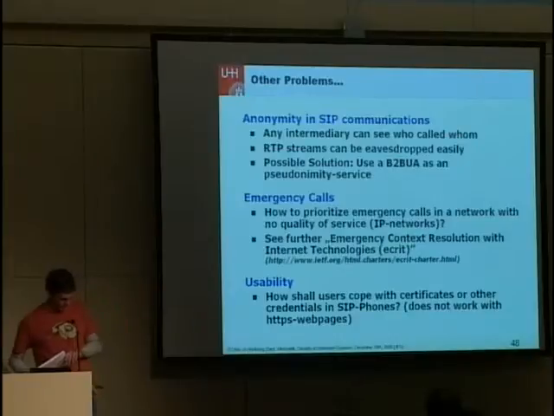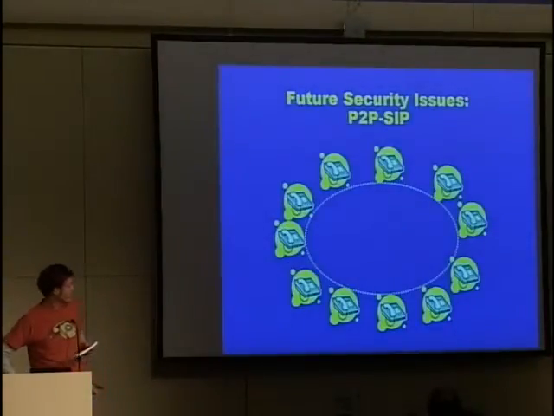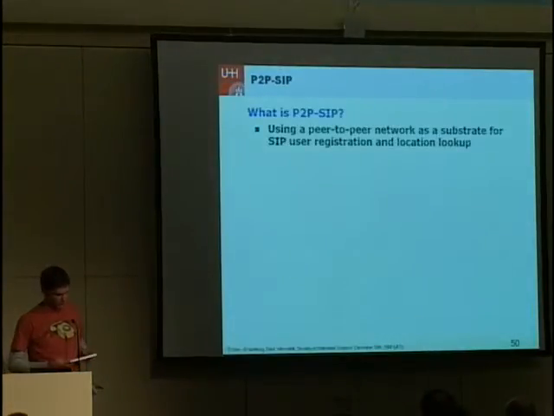Okay. I guess I have another 15 minutes. That's good. Because now I want to come to a different area, and that's kind of the future of security for SIP. It's peer-to-peer SIP. What is peer-to-peer SIP? It says it right here: it's using a peer-to-peer network for user registration and location lookup. In the slide I showed you earlier, you use lots of servers to do this, but you can of course also use a peer-to-peer network, which is kind of nice.